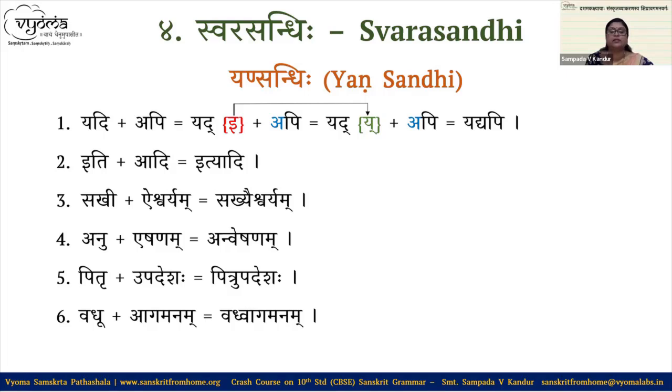Madhu plus Arihi. Madhwarihi. Pari plus Apalayat. Paryapalayat. Excellent. Prati plus Upakaraha. Pratyupagaraha. Very good. Khadu plus Ekaputraha. Khadvekaputraha. Excellent. Lu plus Akrutihi.